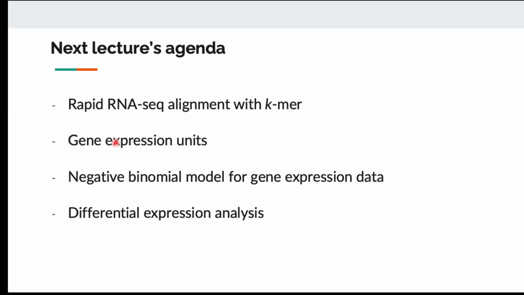Okay, so to give you a preview of what we will cover in the next lecture, we're going to go back to the RNA sequence alignment, not with the reference genome, but with the reference transcriptome. And we will talk about why it's so fast and what we gain from that speed. It's not just the time that we gain. We're going to gain something more beneficial. We're going to talk about, once we have the data, what the units for gene expression are. And different units will have different uses.